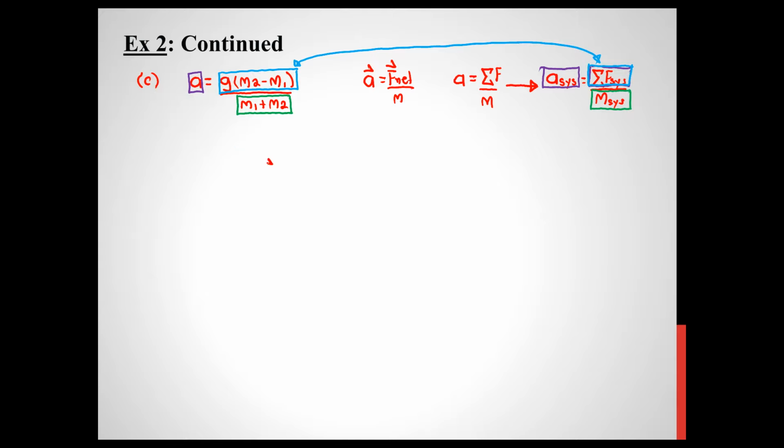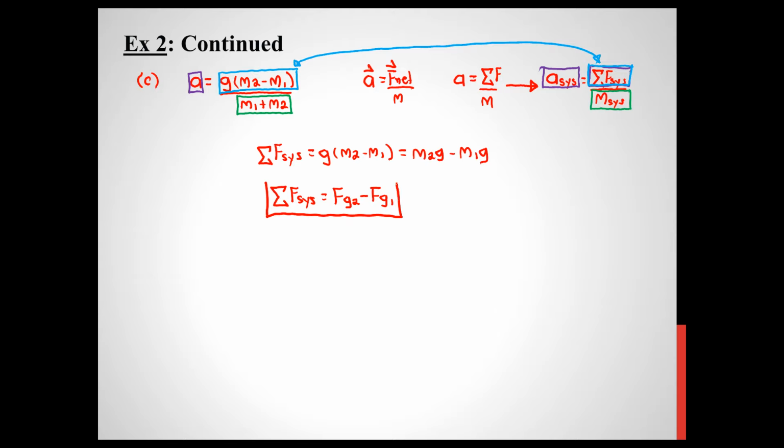Sigma F for the system is equal to G times (M2 minus M1). Let's expand this. This would become M2G minus M1G. What force is M2G equal to? That's the force of gravity acting on mass 2. M1G is the force of gravity acting on mass 1. So the net force on the entire system is the difference between the force of gravity on 2 and the force of gravity on 1.